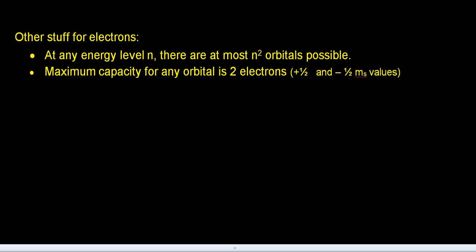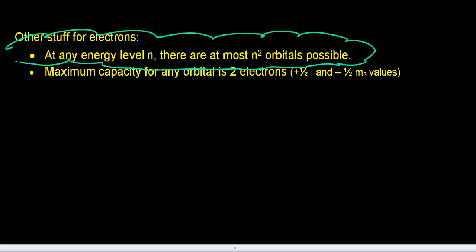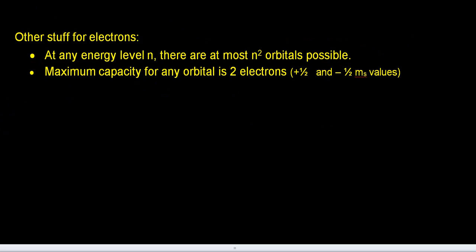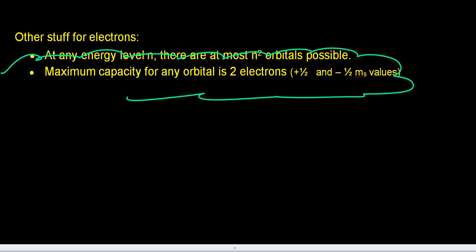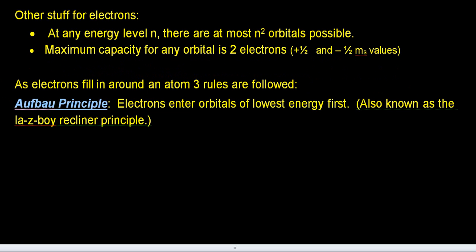A few more things to address with our electrons. One thing being, at any energy level, there's at most n squared orbitals possible at a given energy level. The other item being that the maximum capacity for any orbital is 2 electrons at most. 2 electrons per orbital is the maximum capacity.